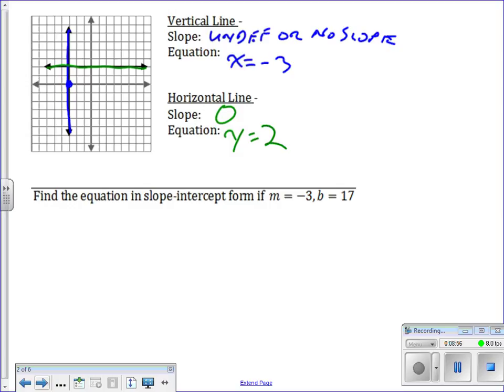Okay. Next one. Find the equation of the line in slope intercept form. If m is -3, b is 17. If our slope is -3, our y-intercept is 17. What's your equation? Y equals -3x plus 17. Y equals -3x plus 17. Piece of cake, right?